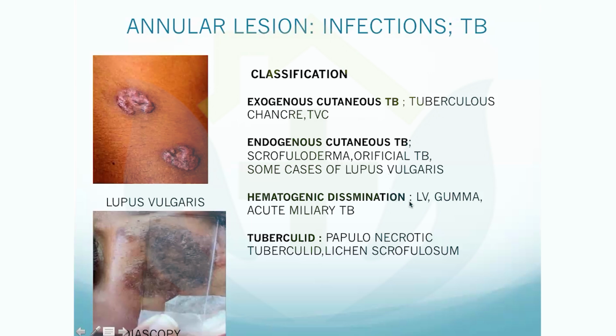Orificial tuberculosis and some cases of lupus vulgaris. Hematogenous dissemination can happen with lupus vulgaris, gumma, and acute miliary tuberculosis. They also present with a generalized erythematous rash; miliary means multiple rashes all over the body. And we also have the tuberculid, which is an allergic response to tubercular infection.